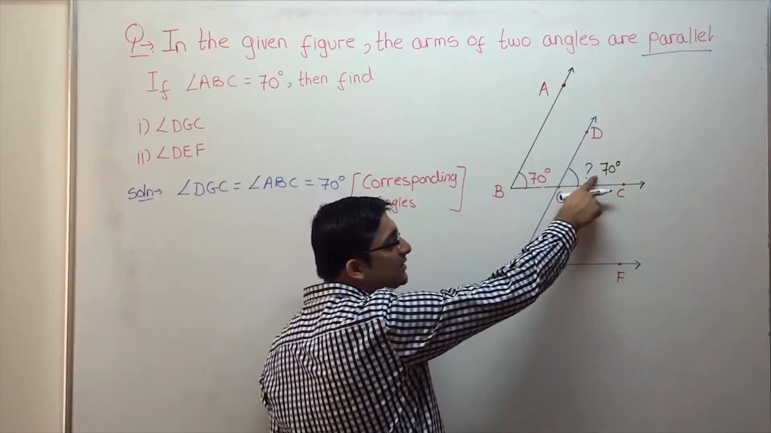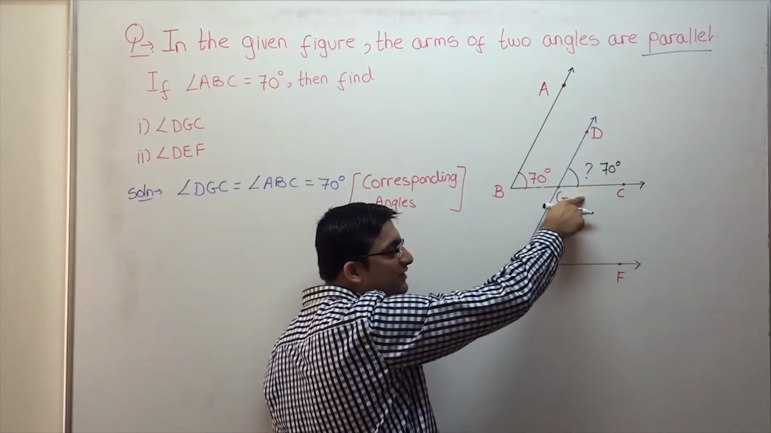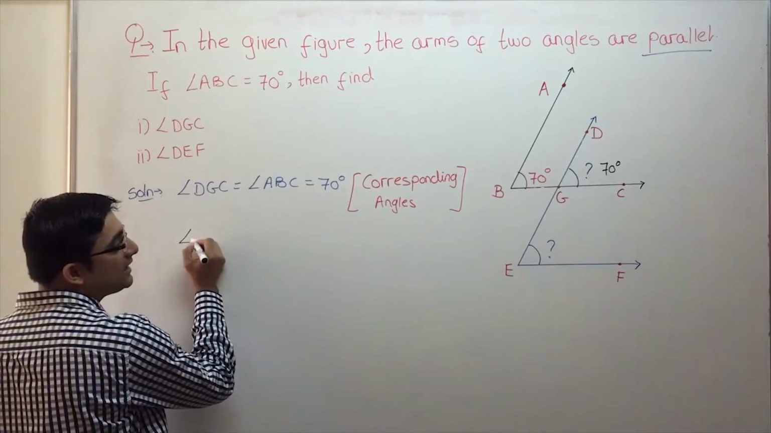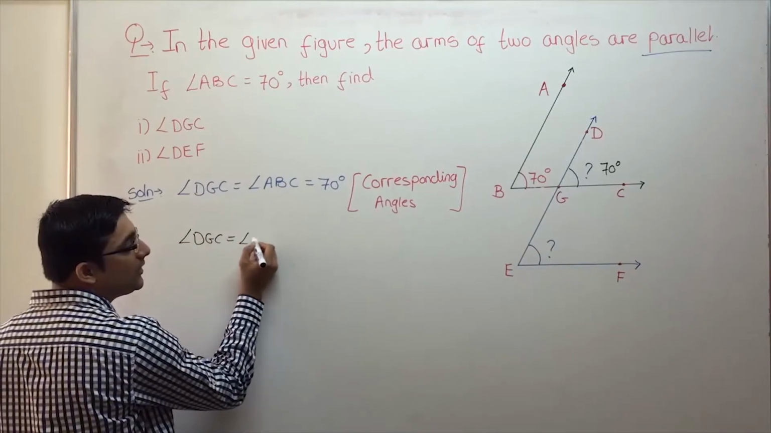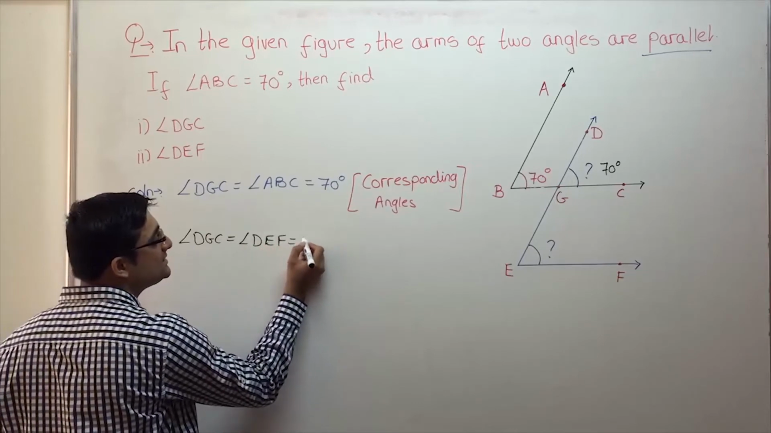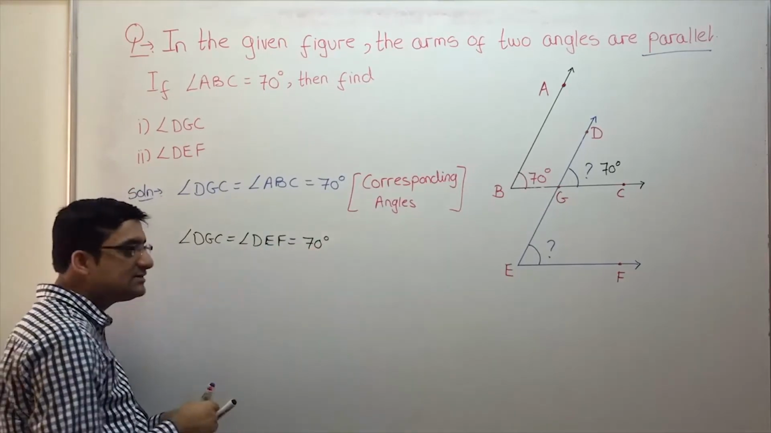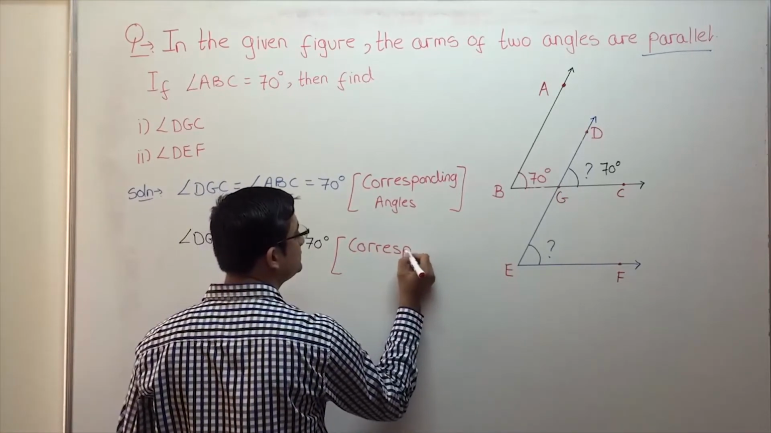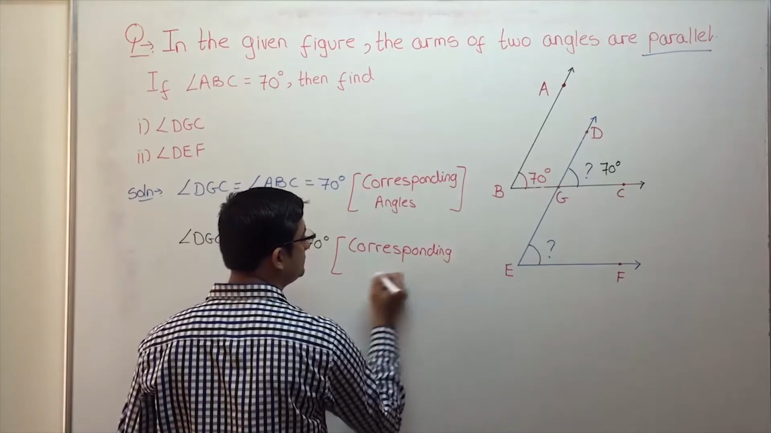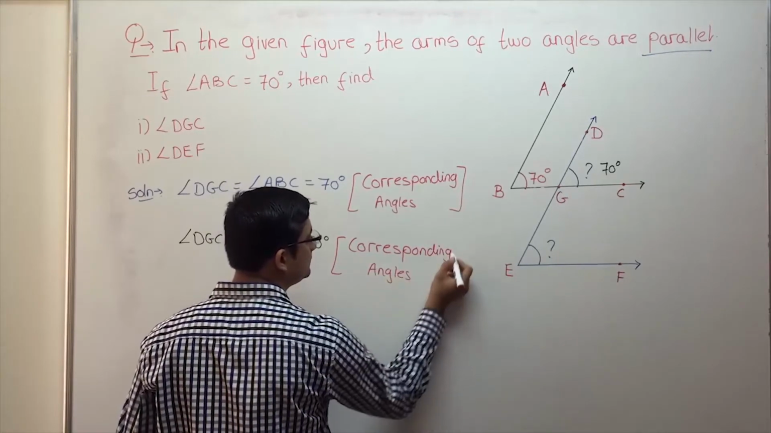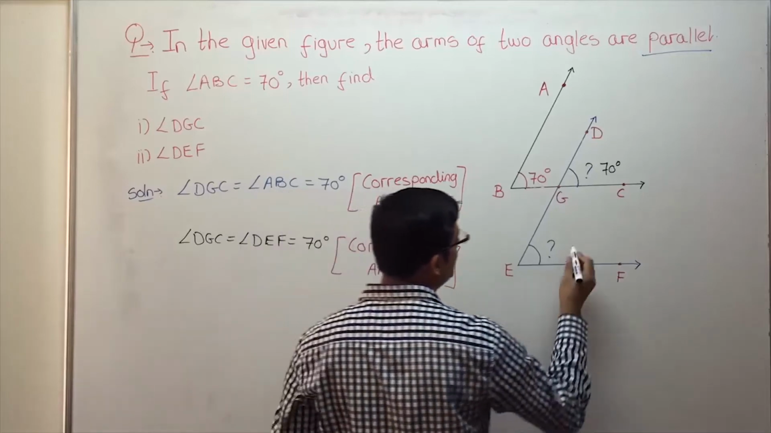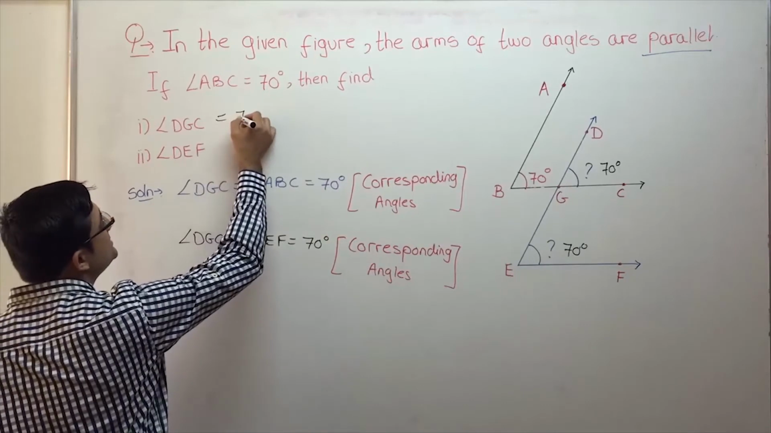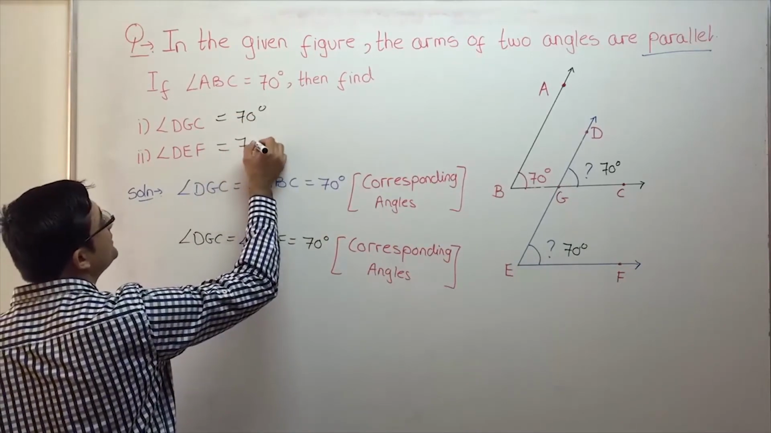How? What is the angle corresponding to this? Be on the same side. Leave the next angle, the next one. So these two are again corresponding angles. So we'll say angle DGC is equal to angle DEF, that is 70 degrees. What is the reason? Same reason, corresponding angles. So this angle over here is also 70 degrees. So what is asked? Angle DGC is 70 degrees, angle DEF is 70 degrees, right?